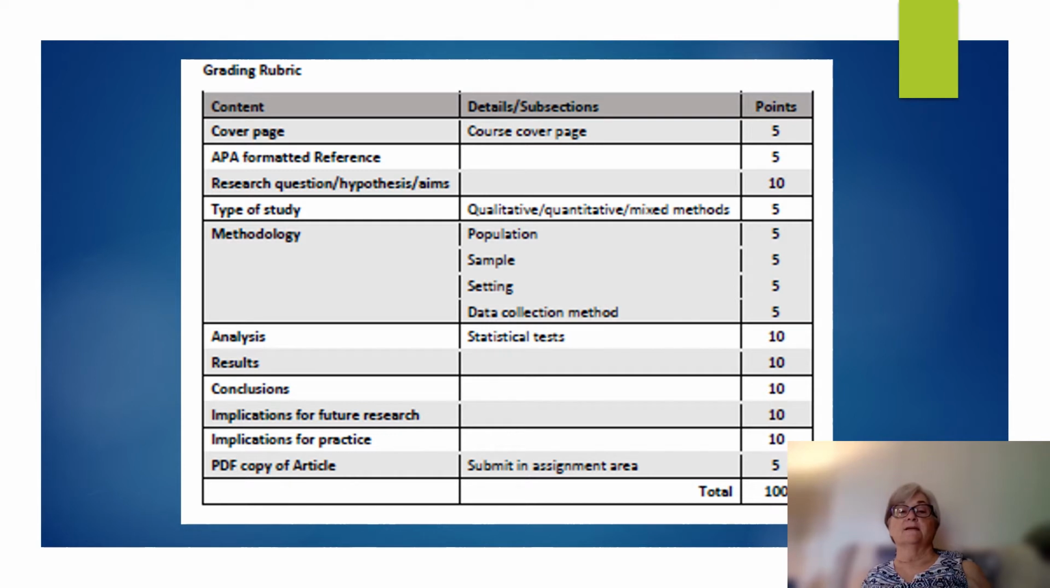Your APA formatted reference, this is worth 5 points. This is the research article that you shared with your group. This is the article you're going to use. If you change your mind about that, you need to get approval.